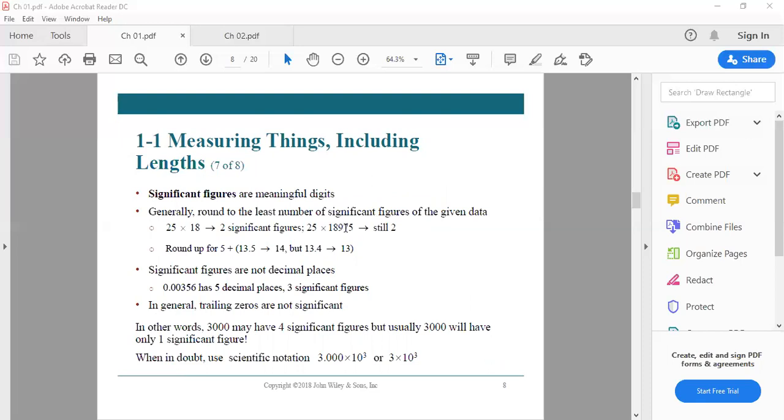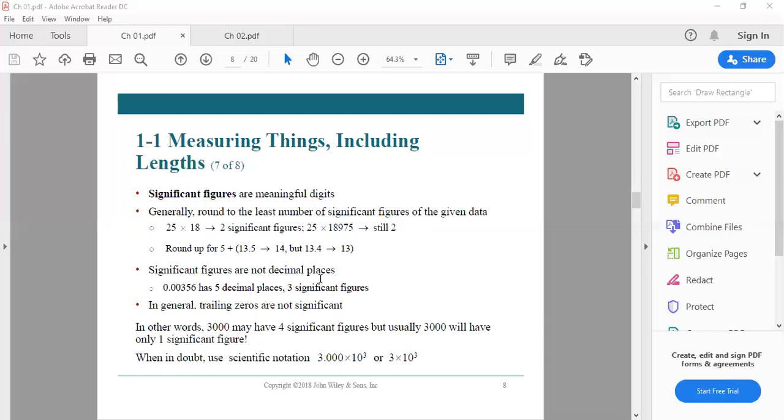So here are some more definitions regarding significant figures. Generally, you're going to round to the least number of significant figures of the given data. So 25 times 18 is going to be 2 significant figures because you've got 2 non-zero digits here, 2 non-zero digits here. If you multiply a number with 2 significant figures by another number with 5 significant figures, your overall significant figures is still going to be 2. So round up for 5 plus. If you're looking at 13.5, that would round up to 14, but 13.4 would round down to 13. In other words, if your digit here is 5 or greater, you round up. If your last digit is 4 or less, you round down.